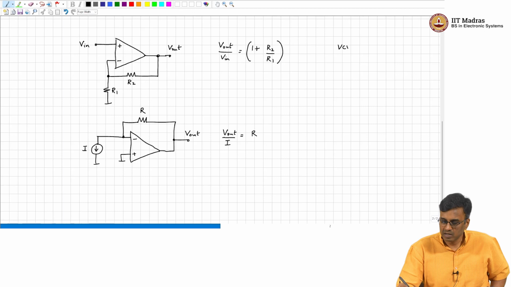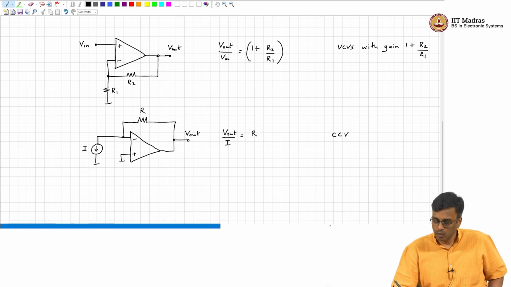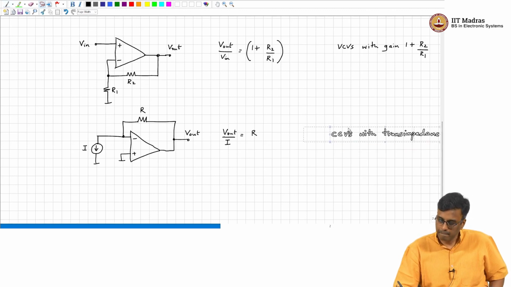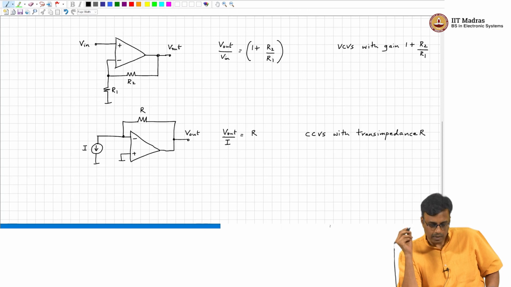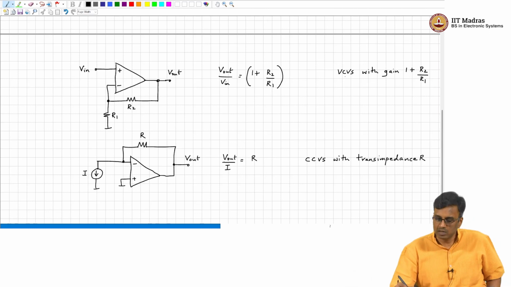So, this basically is a voltage controlled voltage source with a gain of 1 plus R2 by R1. This is a what kind of control source is this? Current controlled voltage source with transimpedance gain. All right. And so, by the way, what are the properties of an ideal voltage controlled voltage source?